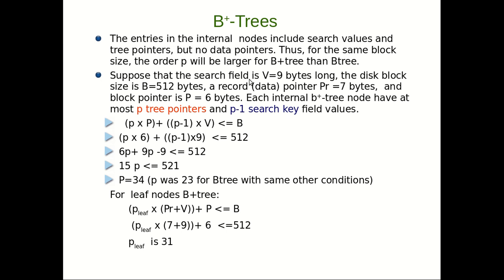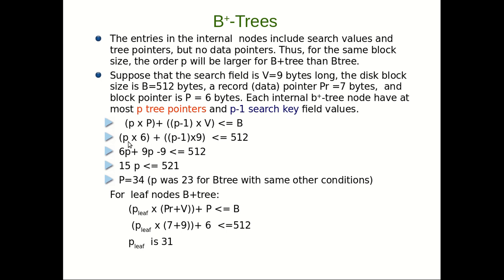Suppose that the search key field V is 9 bytes long, the disk block has 512 bytes, a data record pointer is 7 bytes, and a block pointer, that is the tree pointer, is 6 bytes. Each internal B plus tree node has at most P tree pointers and P minus 1 search key values. Therefore, what is the equation? P times the size of the tree pointer plus P minus 1 times V, where V is the size of the key value.